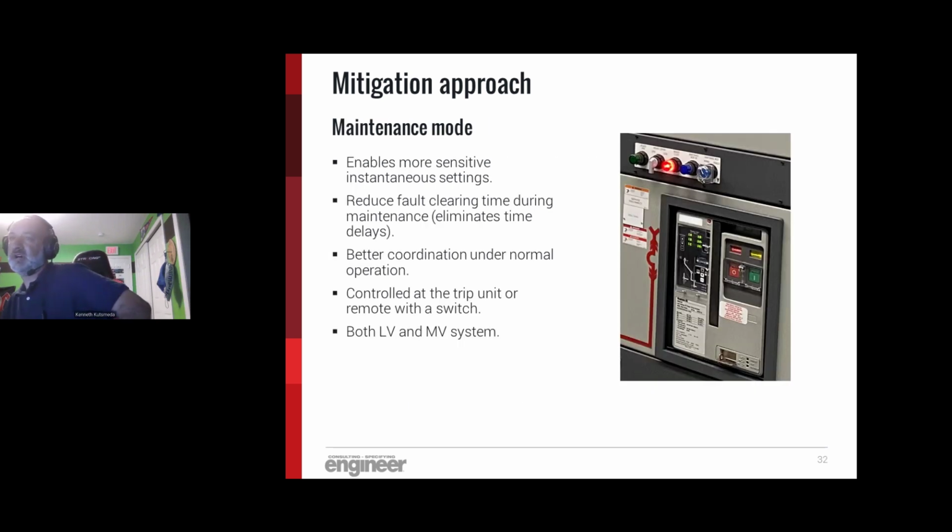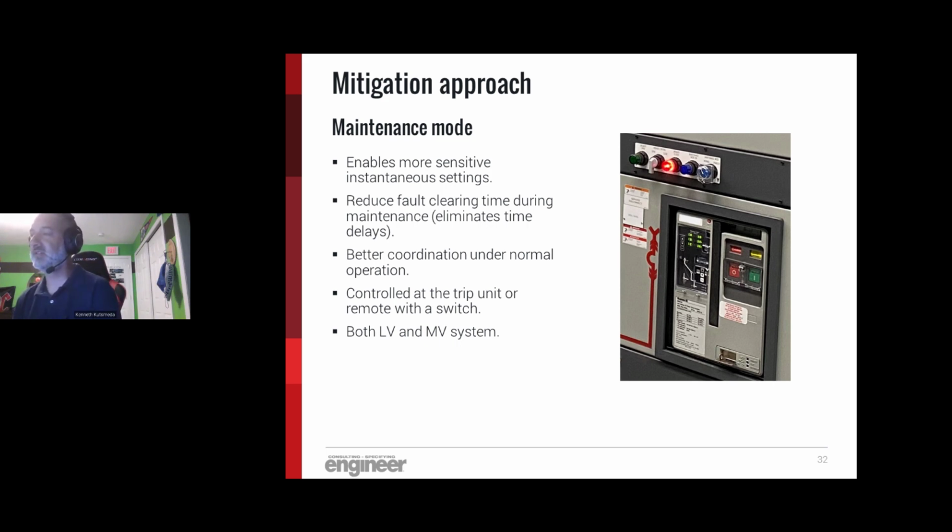Another approach is basically a maintenance mode switch. What this does is allow you to have more sensitive instantaneous settings. Basically, you have your normal settings for normal operation, with good coordination between the upstream and downstream devices, but because you had to push the instantaneous or the short time up a little bit, it extended the duration, which caused a higher arc flash rate, or a higher incident energy.